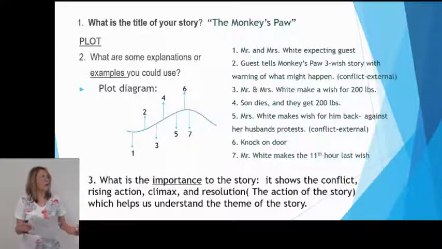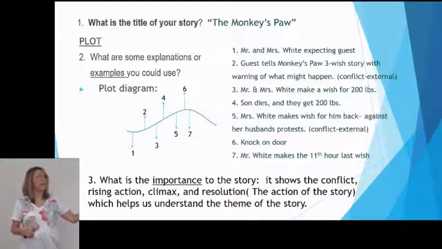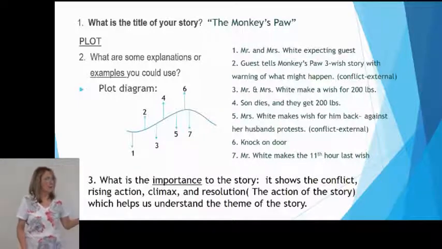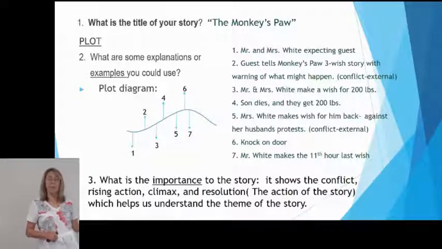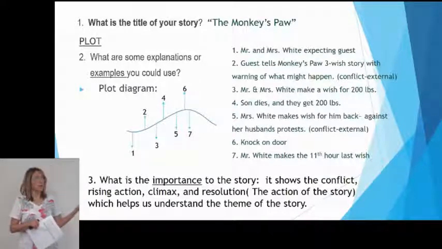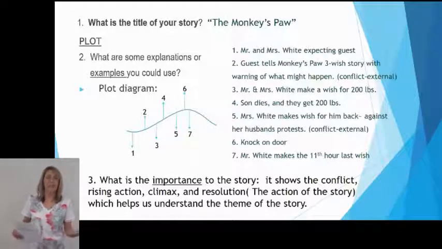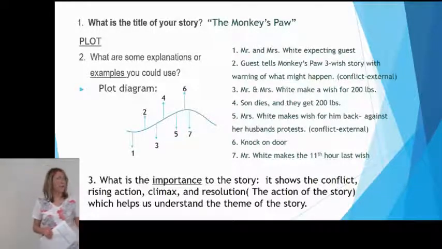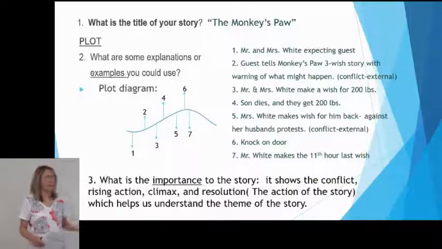They're asking you, what are some explanations or examples you could use? Well, I chose examples on my PowerPoint, and some of my examples were that Mr. and Mrs. White were expecting a guest. This is the beginning of it. The guest tells them about the monkey's paw three-wish story with a warning of what could happen. Number 3 is Mr. and Mrs. White make a wish for 200 pounds, which is, you know, money. And the next day their son dies and they're awarded 200 pounds, which at this point we're thinking to ourselves, maybe it wasn't such a good idea.